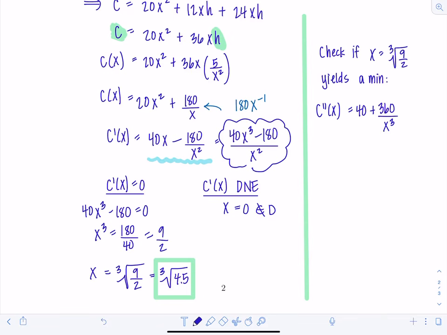All right? And so c double prime of my critical value, the cube root of 9/2, is going to be 40 plus 360 over, if I cube the cube root of 9/2, it's just going to be 9/2. And honestly, I don't care what value I get. I just want to know if the second derivative is positive or negative at that critical value, and I can already tell that it's positive. So that means the function is concave up when x is the cube root of 9/2, which means that it yields a min.